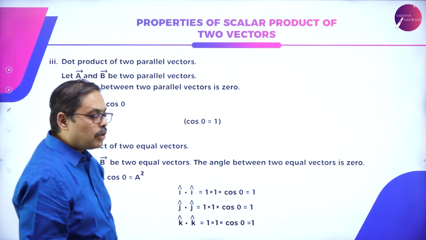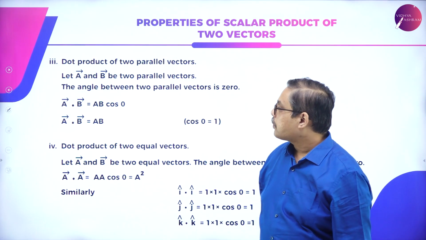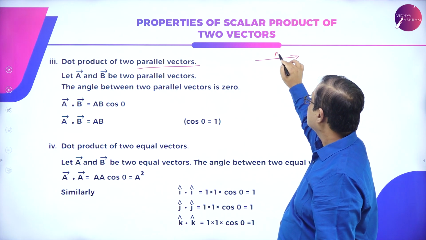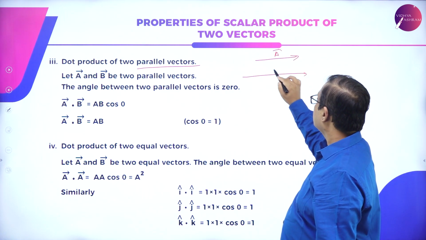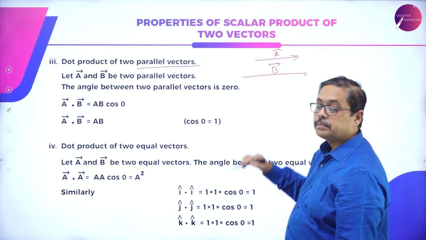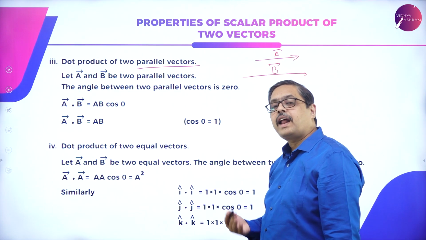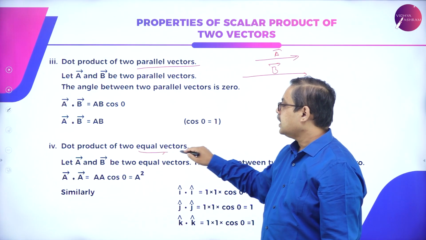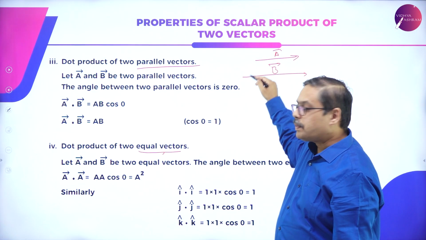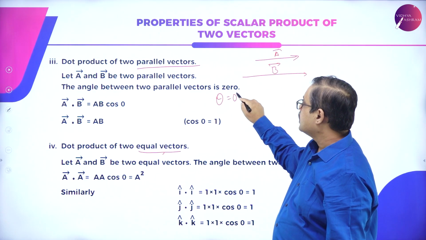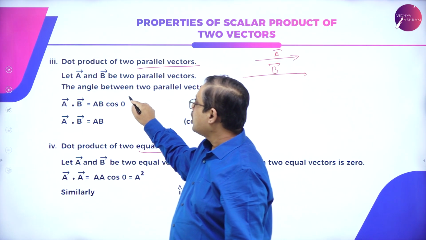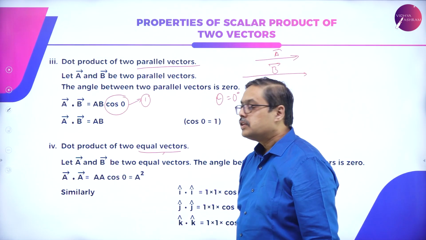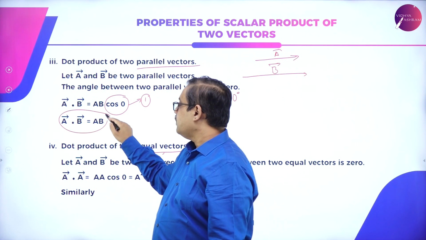Let us check further. What will happen if I have the dot product of two parallel vectors? Suppose I have one vector, vector A, and one more vector, vector B, which are parallel to each other. Please remember, the magnitudes of parallel vectors need not be the same. If they are the same, then they become equal vectors. What is the angle between two parallel vectors? So, theta is 0 degree. If theta is 0 degree, cos theta is cos 0, which is 1. So A dot B will be AB.